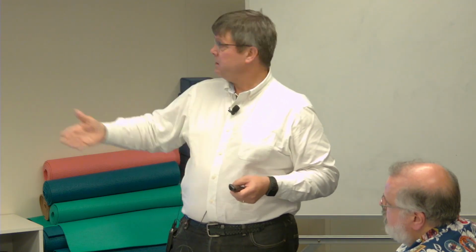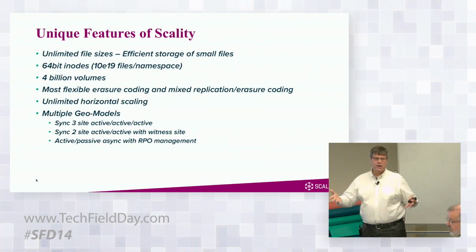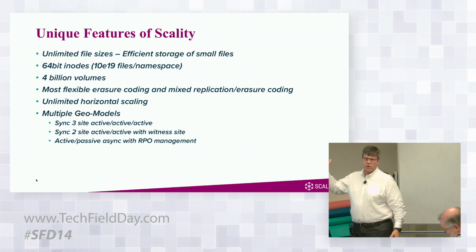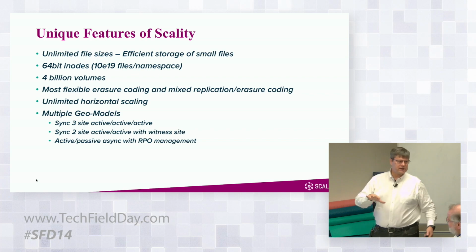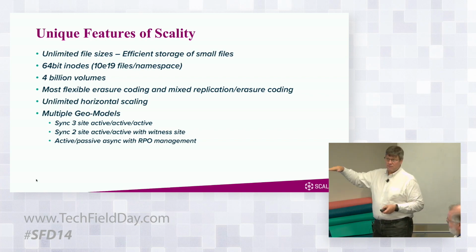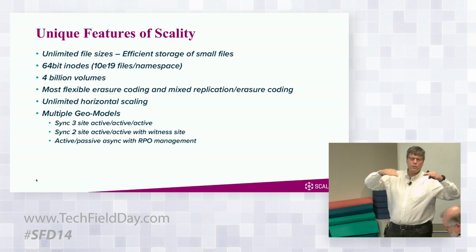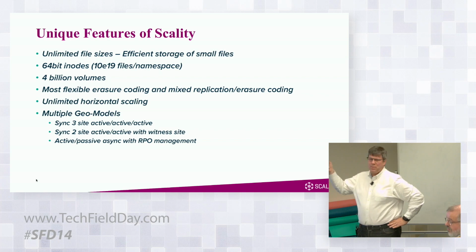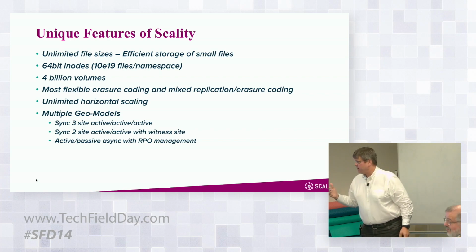We use 64-bit inodes, so you've got basically a sufficiently large space on any single file system. And then we can support up to 4 billion volumes on a single ring. We've never tested 4 billion volumes, but those are kind of the numbers. Those are the only real limits, number-wise, on how big a file system could be.